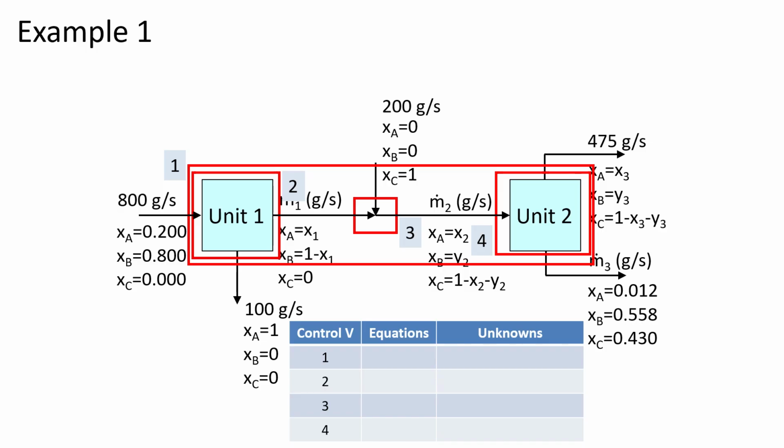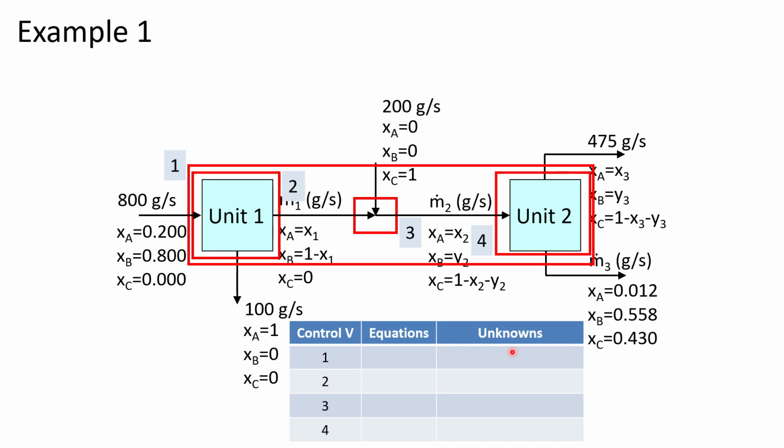What I'd like for you to do at this time is to count the number of equations for each of the control volumes, that is, determine the number of equations you can write for each of the control volumes, 1, 2, 3, and 4, and then list the number of unknowns that are associated with each of those control volumes, 1, 2, 3, and 4, and then compare the two to see if the number of equations that you can write is equal to the number of unknowns.